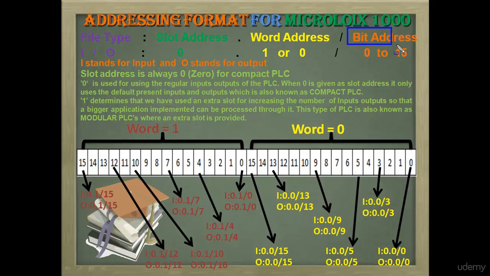At last, bit address. Bits are present in two sets of 16 each, ranging from 0 to 15. Any bit can be used for the purpose, but initially bit 0 is used and then the range will increase depending upon the number of inputs and outputs we are using.